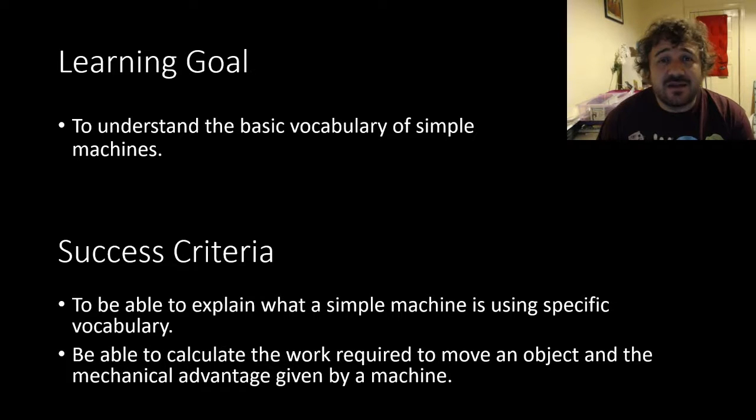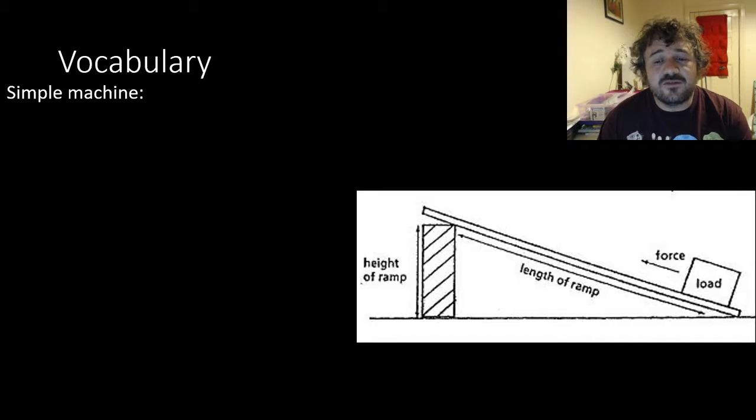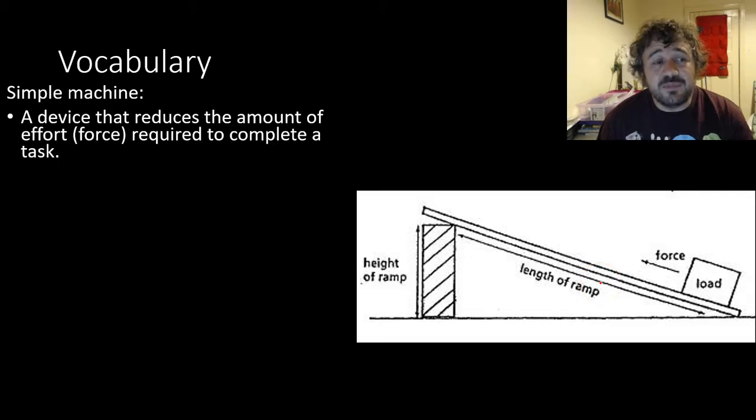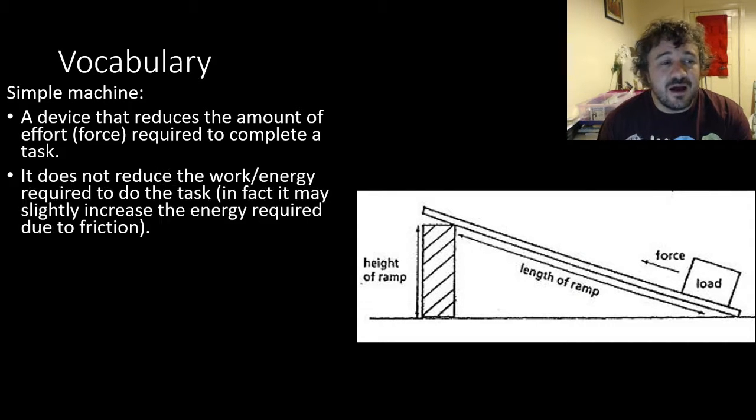that you'll be able to calculate, say, the work done or the mechanical advantage of some simple machines if you're given enough information. So first off, this is a very, very good example of a simple machine. This is a ramp or an inclined plane. But what is a simple machine exactly? It's basically any device that reduces the amount of effort or force that's required to do a simple task, like move an object. In fact, moving objects is pretty much what we're going to be talking about.